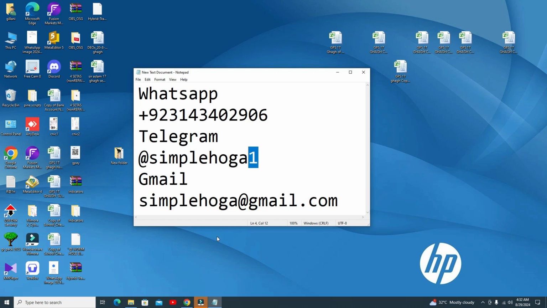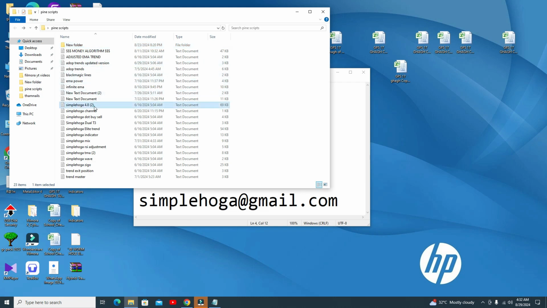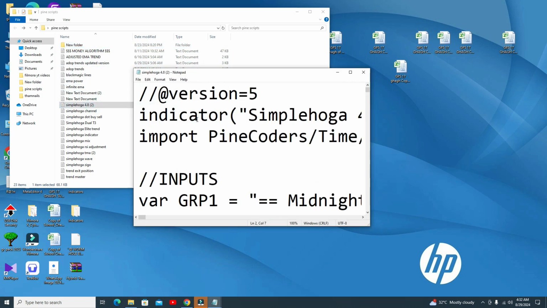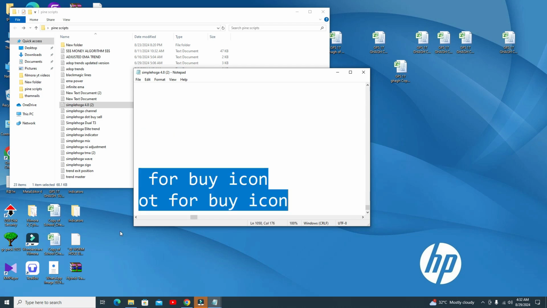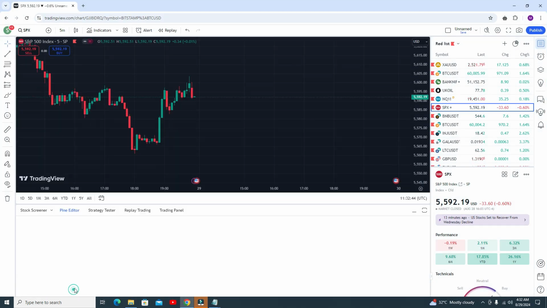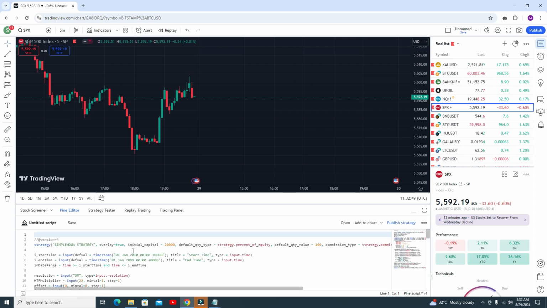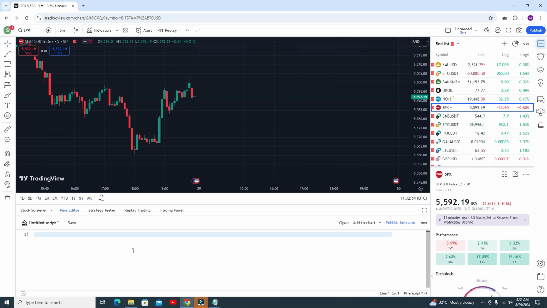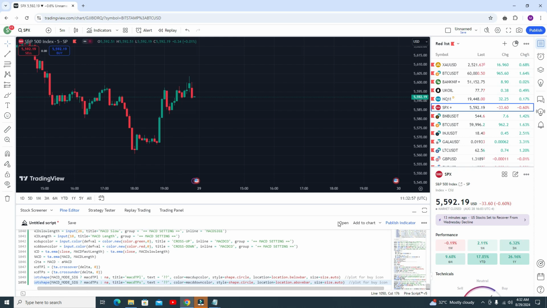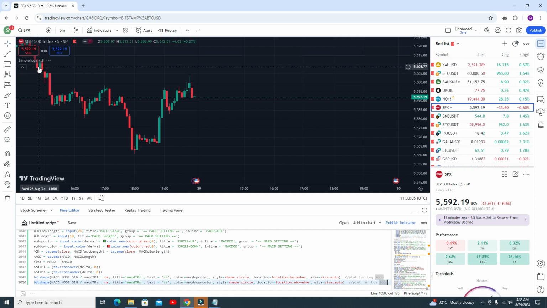So how you can add the script to your trading chart. First you have to open my text file, press Control A to select all, and copy the code. Then go to the Pine editor, and here you will see some code. You have to remove all the code with Control A, then Control V, paste my code, and then click on add to chart. After clicking on add to chart, the indicator will look like this. Let me show you. Just wait a few seconds.